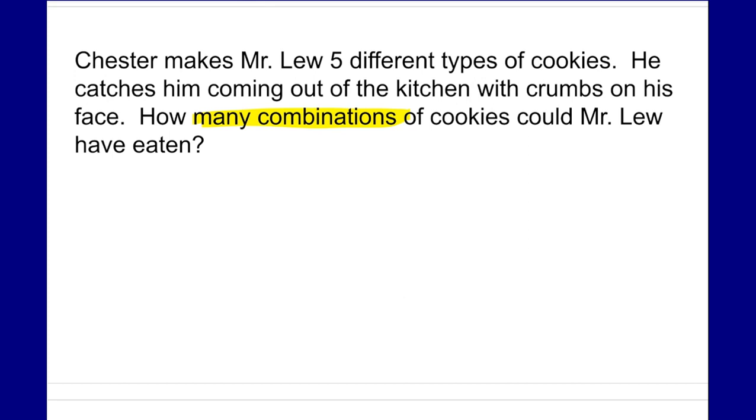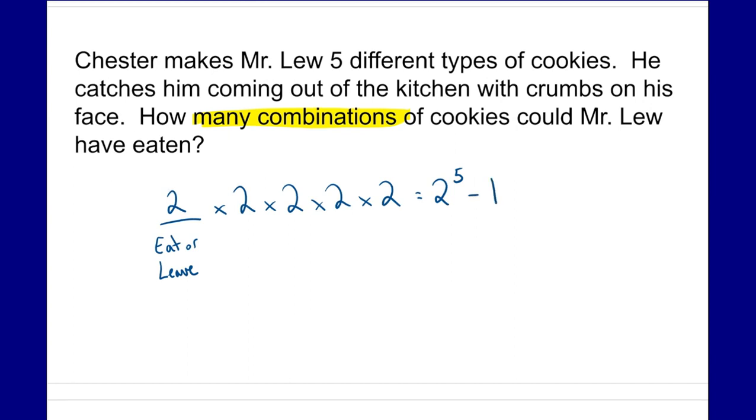So we could go through and actually calculate each scenario, or we could look at this as looking at all distinct items, because they're all different types of cookies. So we have two options for the first cookie: either I eat it or I leave it and I don't eat it. Multiply by 2 again for the next cookie. 2, 2, 2, because I have 5 cookies, so 2 options for each. So this becomes 2 to the power of 5. And I'm going to subtract 1.